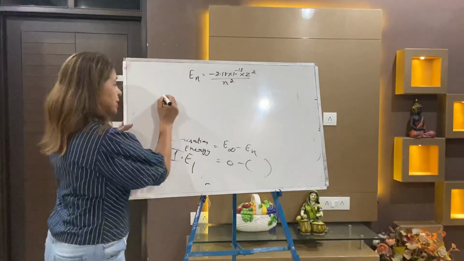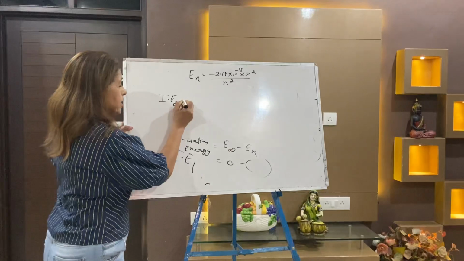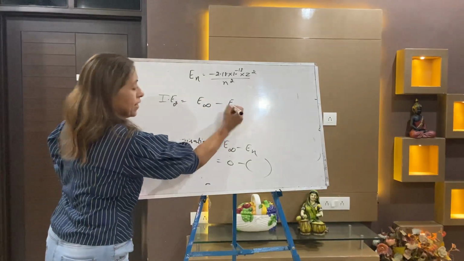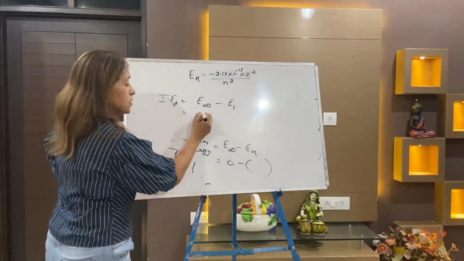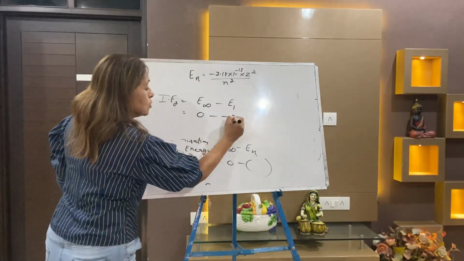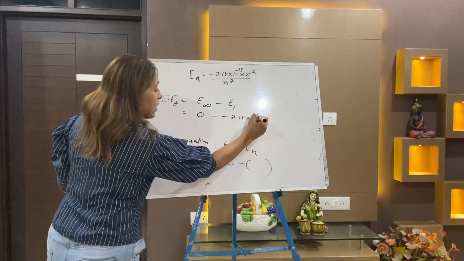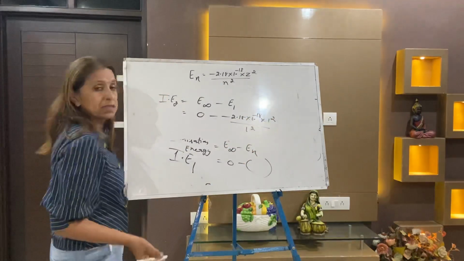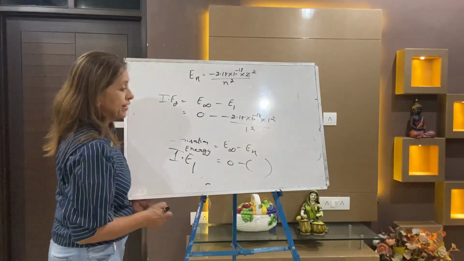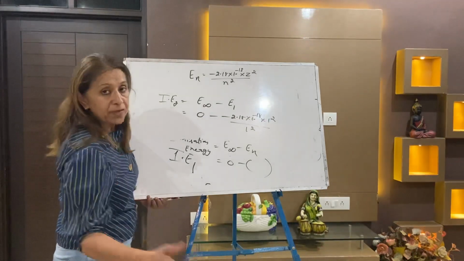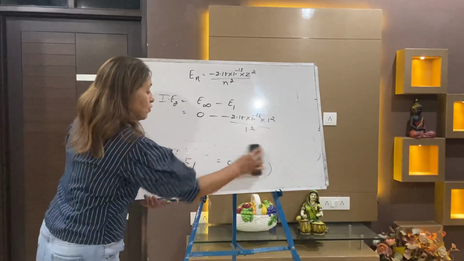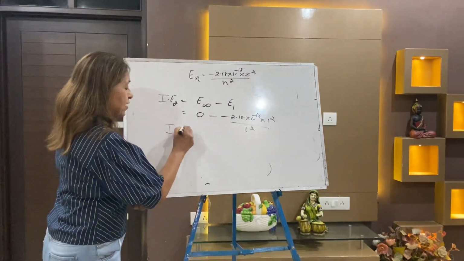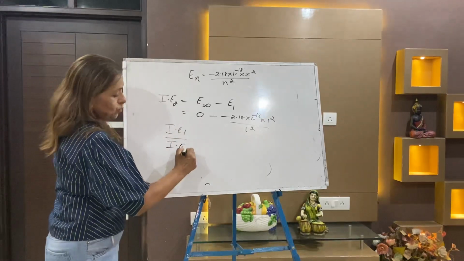IE2 is for hydrogen atom. It is again E infinity minus E1 now. So infinity is 0 minus 2.18 into 10 power minus 18 into 1 square by 1 square. Very simple it is. It will come plus 2.18 into 10 power minus 18. After calculating IE2, you divide these two energies, IE1 divided by IE2, and then calculate the ratio.